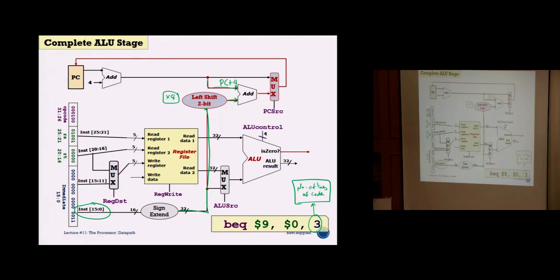Correct? And then I have a multiplexer here to decide whether I should be taking the branch or should not be taking the branch. Based on that decision, this PC source value will be set, after I decide whether the branch is to be taken or not to be taken.